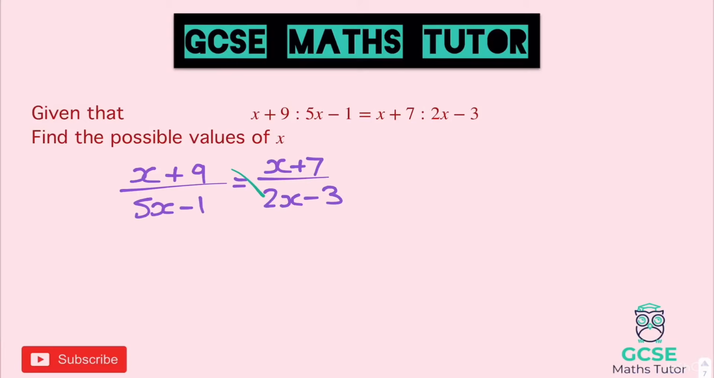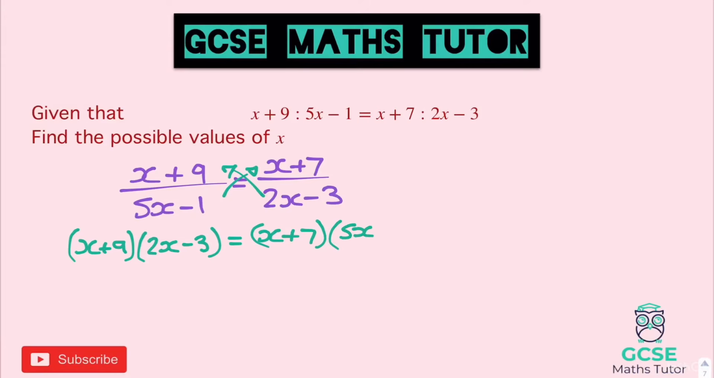So we're going to times this up here, and we're going to times that up there. Again, I always like to draw these little arrows in just to remind myself where everything's going so I don't get them mixed up. So x plus 9, and we get another bracket here, 2x minus 3, and that is going to be equal to x plus 7, 5x minus 1. There we go.